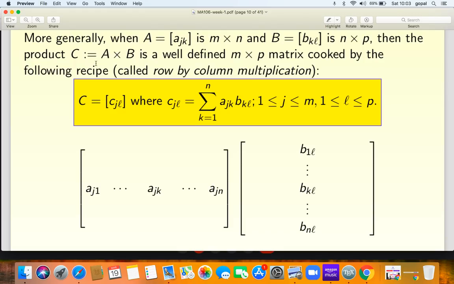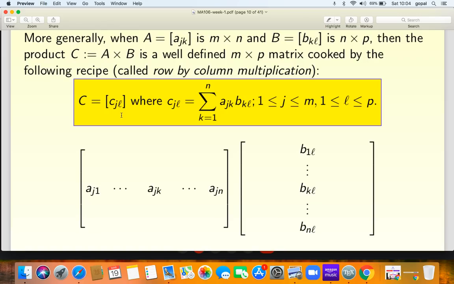So what are the entries? What is the JLth entry? What is the entry in the Jth row and the Lth column? Do the following. Take the Jth row of A and take the Lth column of B. The Jth row of A is what is displayed here, and the Lth column of B. But you know how to multiply a row by a column, right? Just now we have seen that. And that's a real number or a complex number. And whatever real number or complex number you get is your CJL.